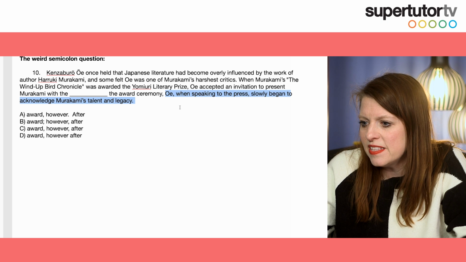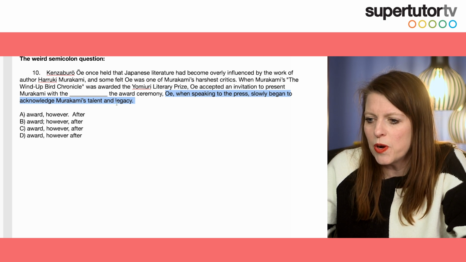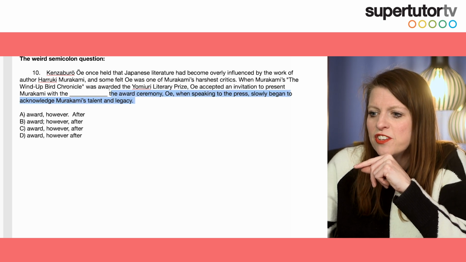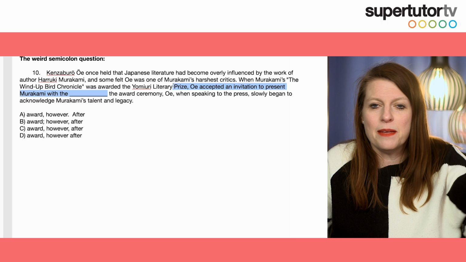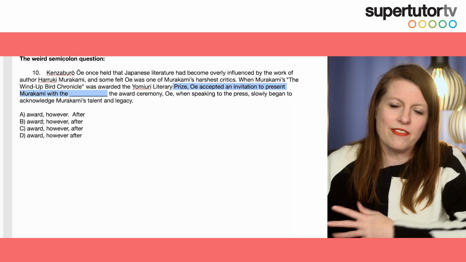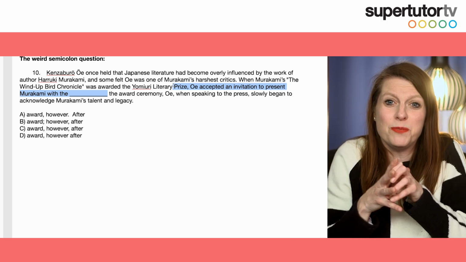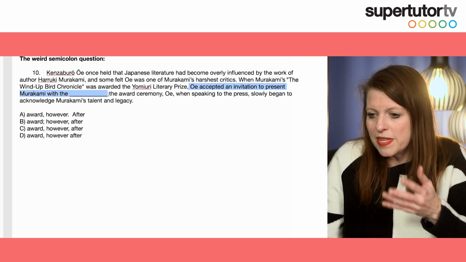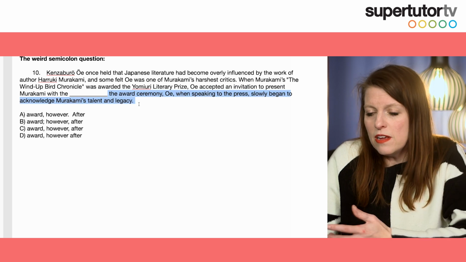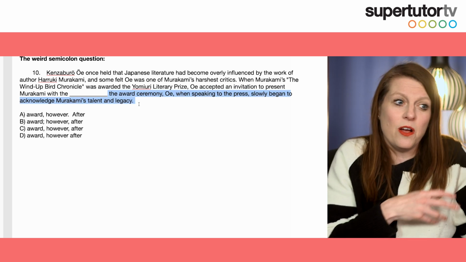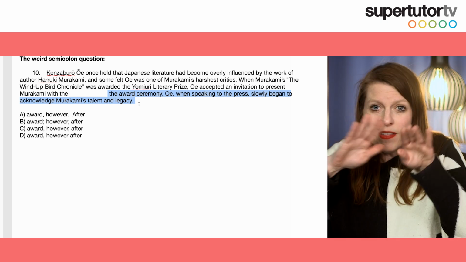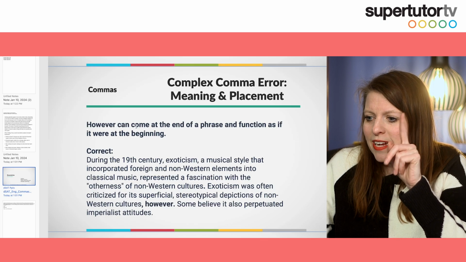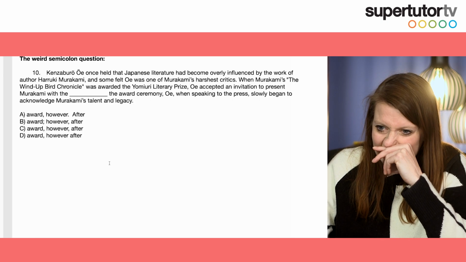If I look at this piece of the sentence, Oi, when speaking to the press, slowly began to acknowledge Murakami's talent and legacy after the award ceremony. This is a continuation of the idea that he accepted an invitation to present the award and had a change of heart, right? Like this is continuing that idea. There's no contrast between those 2 sentences. Or this piece of this sentence, if it's a single sentence, which some of the options are single sentences, and this clause down here, there's no contrast really between those. It's like, he accepted this and he slowly began to acknowledge it. That's all continuation. So here's the trick again. What's the rule? The rule is however can come at the end of a phrase and function as if it were at the beginning.